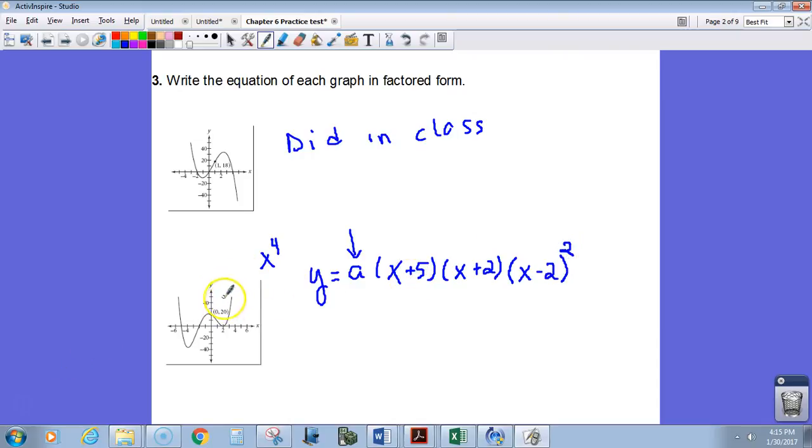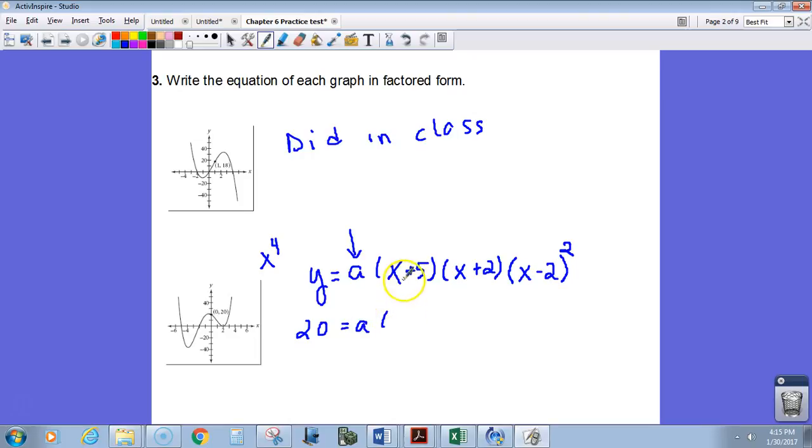Then I still need to find a, right? I can't find a unless they're all numbers besides a. So I need to put these numbers back in here. So I have 20 equals a times, and my x is 0.